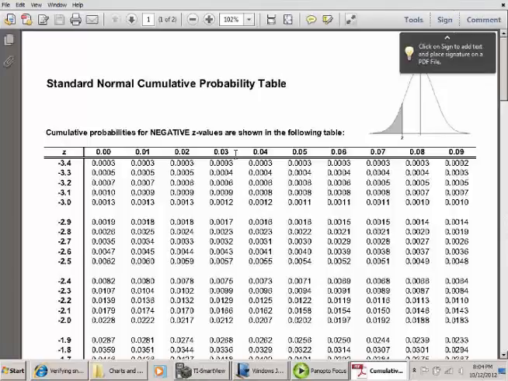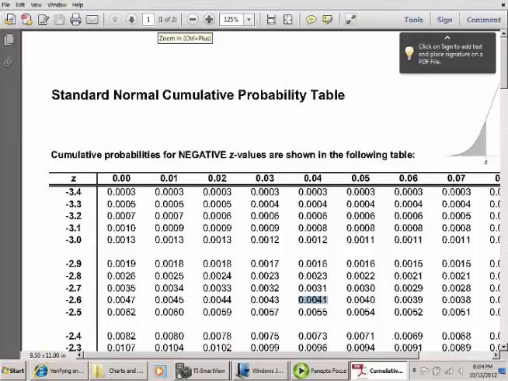So if I wanted to find negative 2.64, I would identify the negative 2.6 row, which I've done over here to the left, and then I would go to the 0.04 column, and there it is, 0.0041. So let's look at these two examples that I have here.